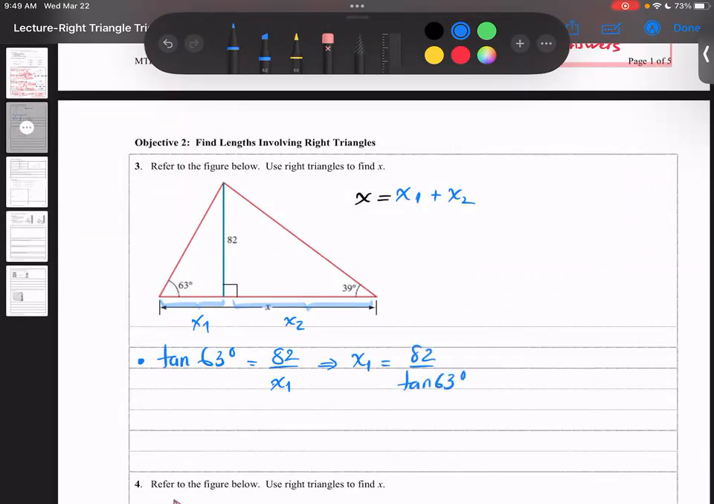This is just algebra. If I do that without showing how I get x1 equals 82 over tangent 63 degrees, is everybody okay? All right, let me do this real quick just in case. All I have to do is multiply both sides by x1, right? So on the right hand side, x1 cancels. So that's just 82. Divide both sides by tangent 63 degrees, and you have that.